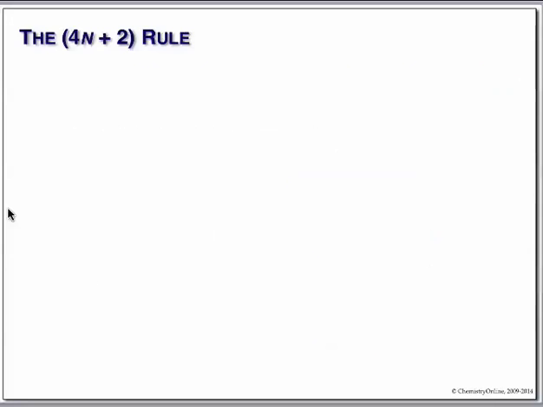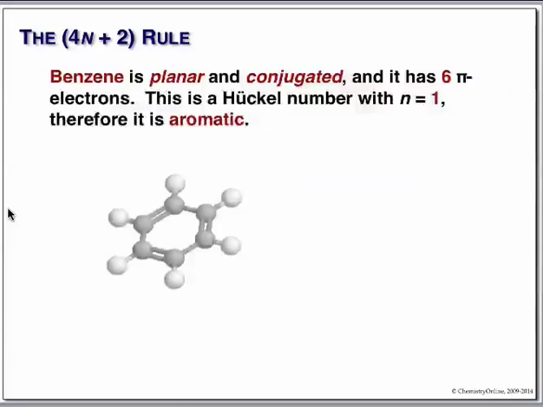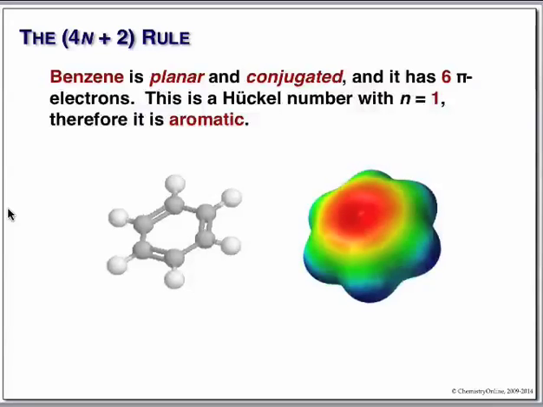Speaking of benzene, that was our next one. Here we have 3 double bonds. Each of them contributes 2 electrons. So this is 2, 4, 6. 6 is a Huckel number with n equals 1. So benzene, of course, is aromatic. That's where the whole concept came from. And this is what a nice aromatic system should look like. Very delocalized, beautiful little thing.